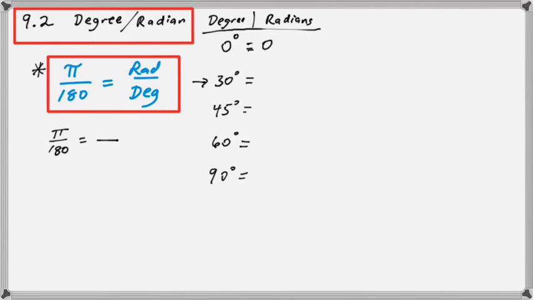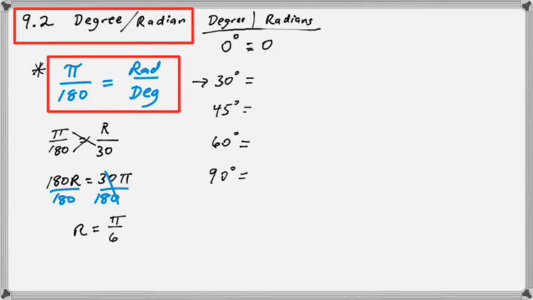What if I want 30 degrees? 30 is degrees, so where does it go? Bottom or top? Bottom. I'm trying to find radians, so I put a variable like r on top. Cross multiply when two fractions are equal to each other. You get 30 pi. Opposite of multiplying by 180 is to divide by 180. And you get r to equal 3/18 or 1/6 pi. So 30 degrees is pi over 6.